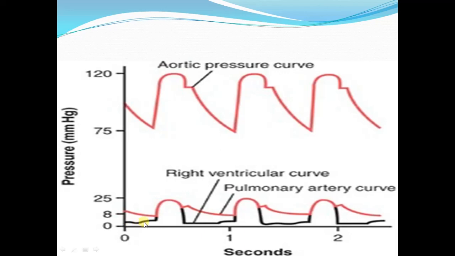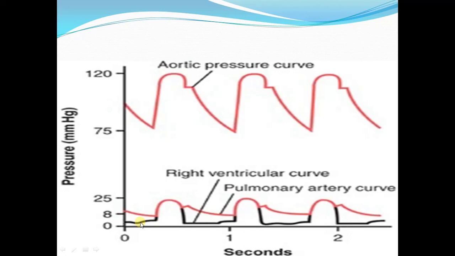And this black curve is the right ventricular pressure curve. The right ventricular pressure is also low as compared to the left ventricle. Again, I am repeating, the pressure in the right ventricle is low as compared to the pressure in the left ventricle. The systolic blood pressure in the right ventricle is 25 millimeter of mercury, while diastolic blood pressure in the right ventricle is 0 or just above 0, approximately 1 millimeter of mercury.